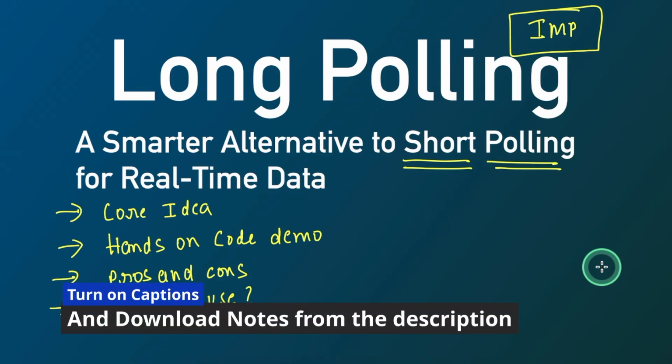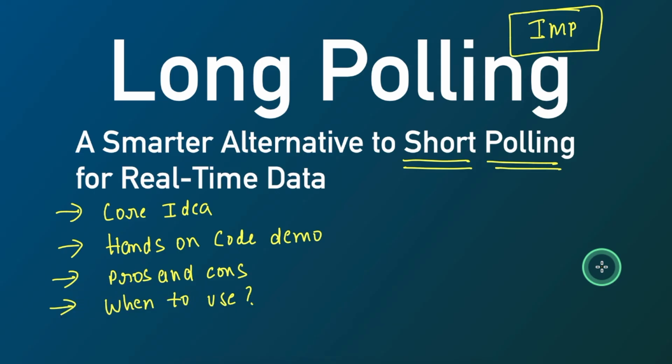Hey everyone, welcome back. In the last video, we learned about short polling, where the client repeatedly asks the server if there is any data. But as you might remember, short polling has one big problem. It wastes a lot of requests when there is no new data, right?